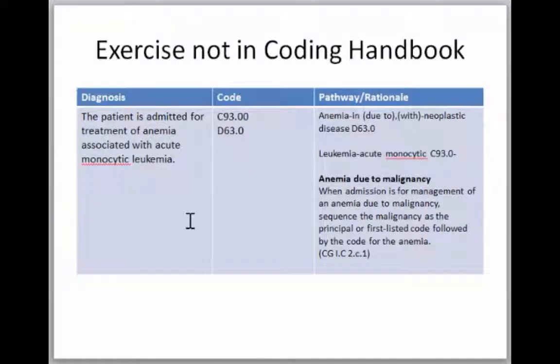The patient is admitted for treatment of anemia associated with an acute monocytic leukemia. This is one that we've already done in our chapter 29, but I just wanted to give you another reminder that when anemia is due to malignancy and the focus is the management of the anemia due to the malignancy, according to our guideline, we would code the malignancy first and the anemia next.